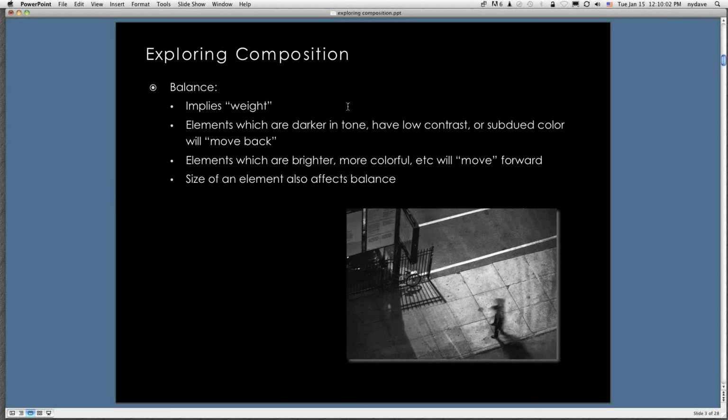So in this image on the left, we have a very strong weighted area on the left in the shadows. There's almost no detail on the left edge.